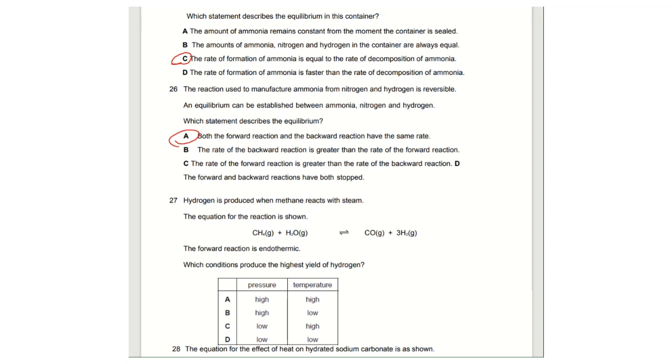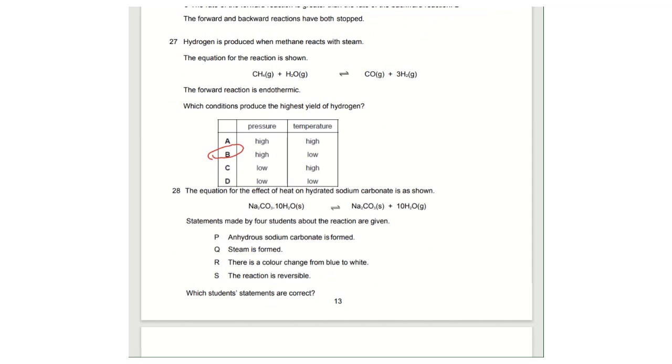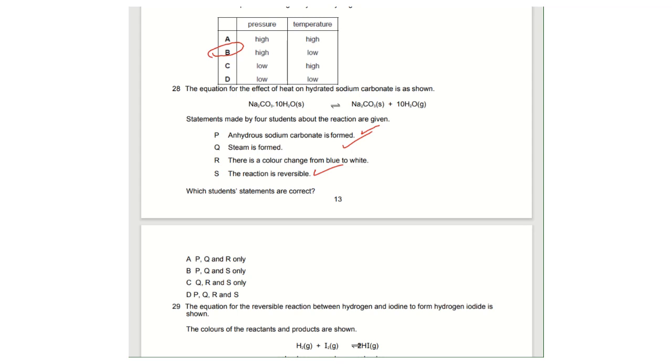Hydrogen is produced when methane reacts with steam. Okay, so this is a repeat question. This is endothermic, so high temperature, low pressure. Higher temperature, low pressure. Hydrated copper sulfate, anhydrous copper sulfate is formed, steam is formed, color changed. These two are correct. Reaction could be reversed. So P, Q, S. This is again a repeat question. So choice is B.